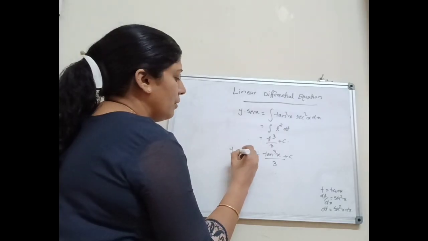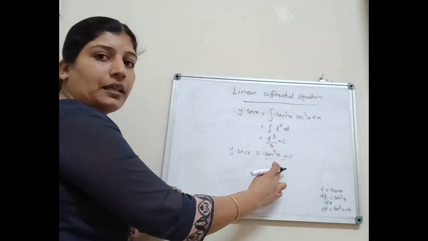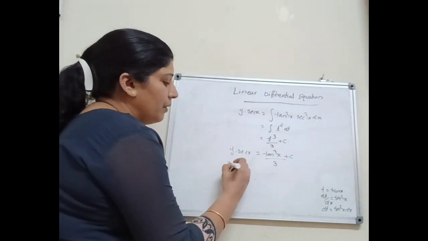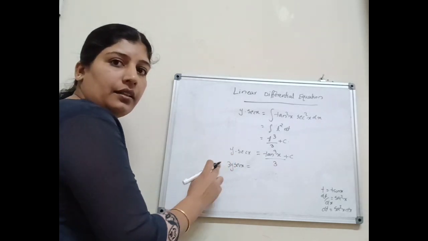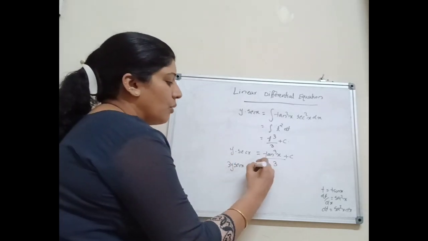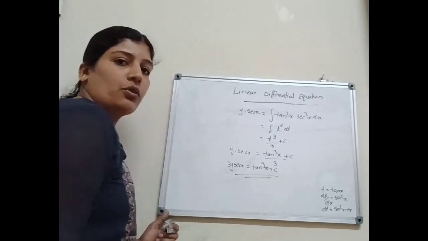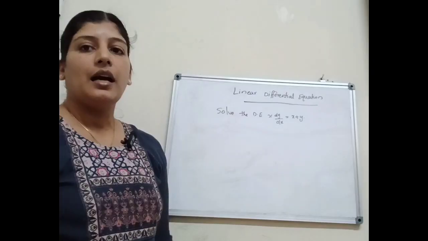Therefore y into sec x equals tan cube x divided by 3 plus c. Therefore 3y sec x equals, we have to take 3 this side, so the general solution is 3y sec x equal to tan cube x plus c. This is the general solution. Next question, solve the differential equation x into dy by dx equal to x plus y.